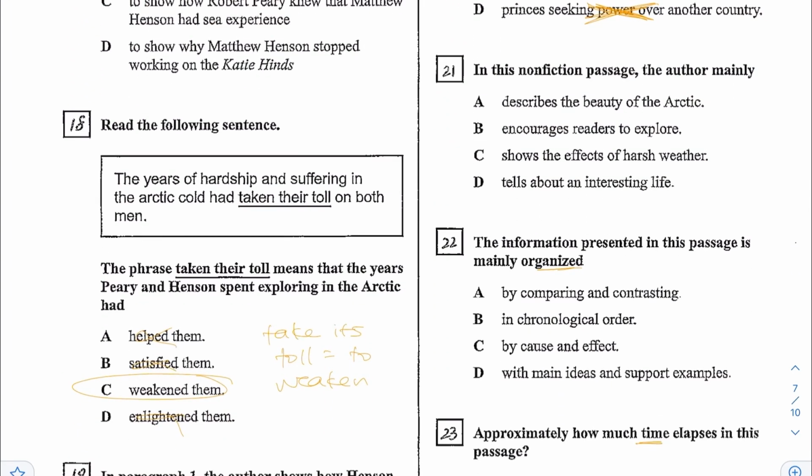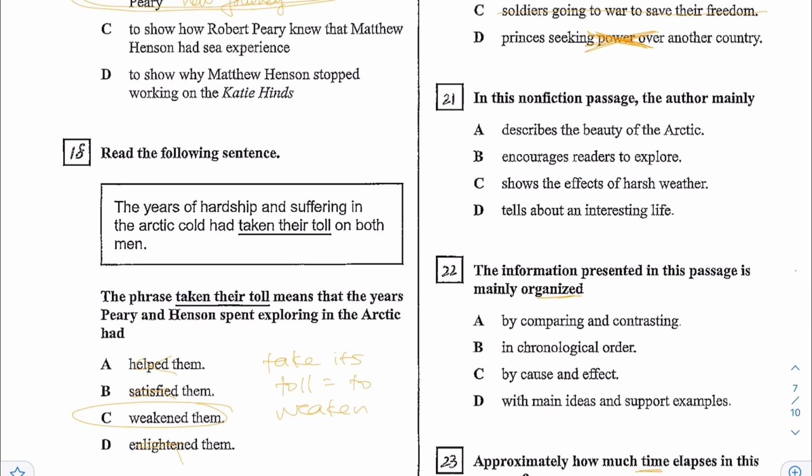Next for 21, in this nonfiction passage, the author mainly, so this is the author's purpose.